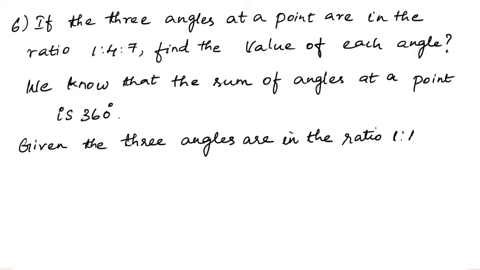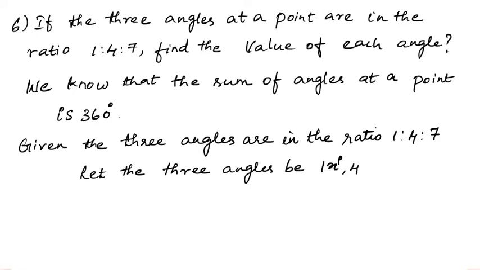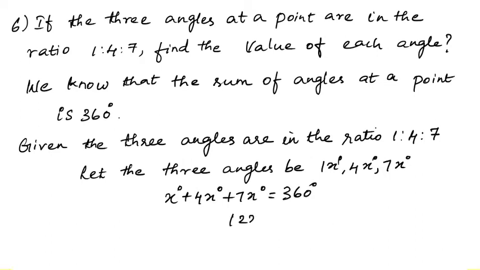So these angles are in the ratio 1:4:7. So let the three angles be 1x degree, 4x degree and 7x degree. So we'll write x degree plus 4x degree plus 7x degree is equal to 360 degree. So when you add, you will get 12x degree is equal to 360 degree. So from here, x degree value is equal to 360 degree divided by 12. So when we divide, we'll get x degree value to be 30 degree.